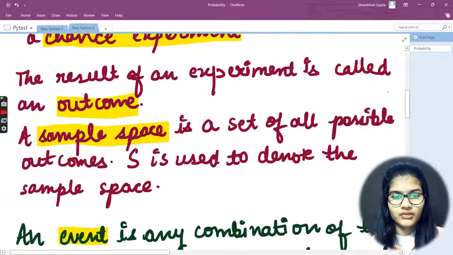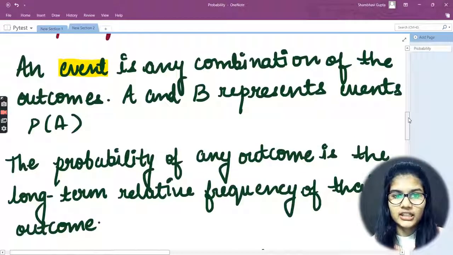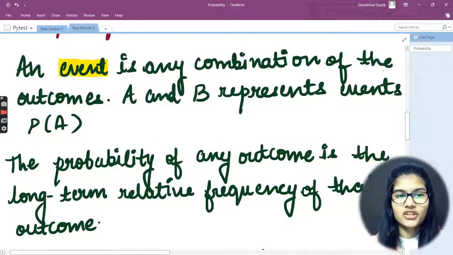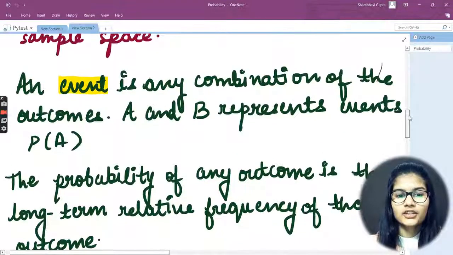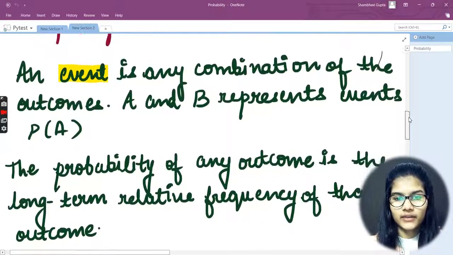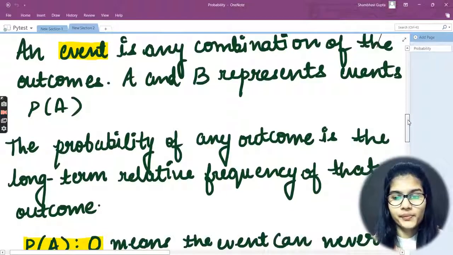Further, we discussed the event, that is, what an event is. An event is a combination of outcomes. So A and B represent the events, such as the probability of A. If you want to write that in the form of probability, it is P(A). So the uppercase characters all represent the events for you.